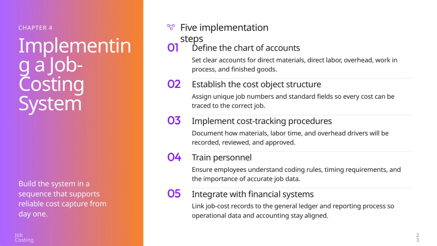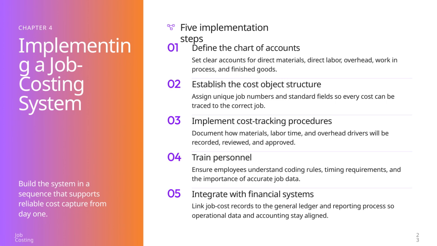The third step is implementing cost tracking procedures. We need to document exactly how materials, labor time, and overhead are recorded, reviewed, and approved. This standardization is key to maintaining consistency and accuracy. Fourth, training personnel is essential. Employees must understand the coding rules, the timing for data entry, and why accurate job data matters. Their involvement and understanding directly impact the system's effectiveness.